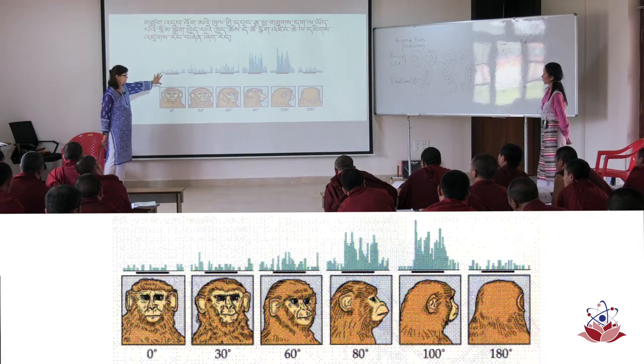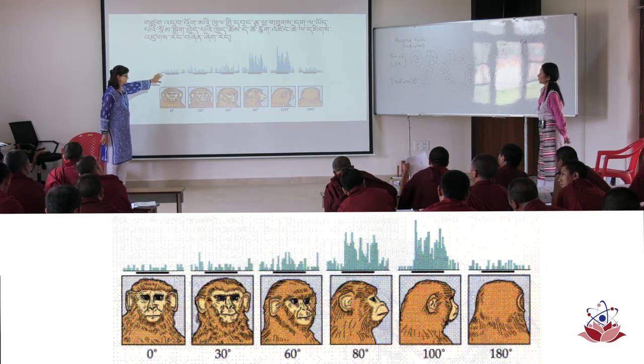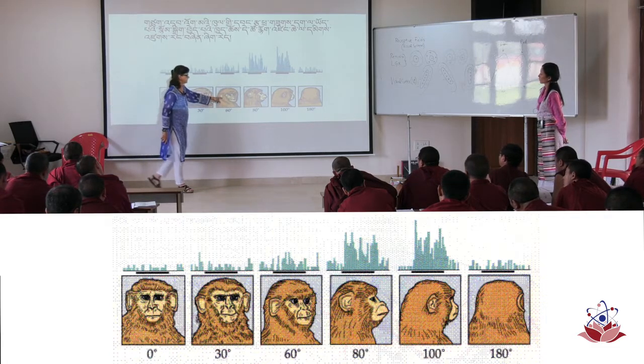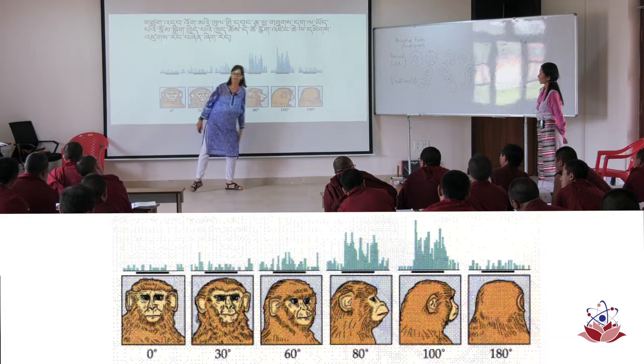So this neuron, as you can see, fires every time it sees an image of a monkey.